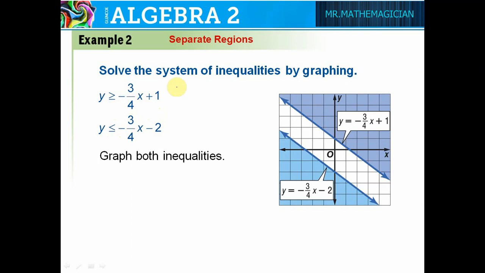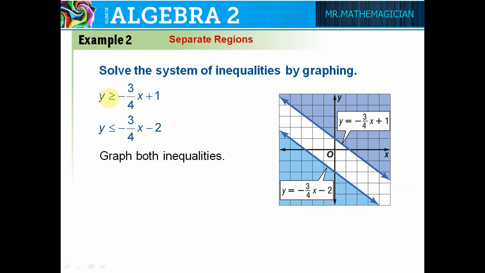So this is the first border line. It has y-intercept as 1 and it has slope as negative 3 over 4. The second line has y-intercept at negative 2. Same slope means two lines are parallel.